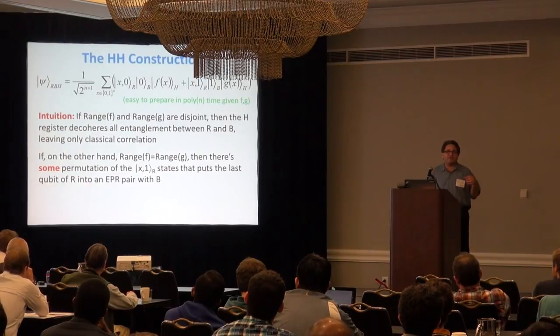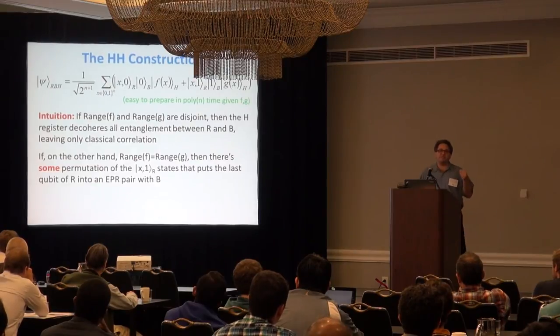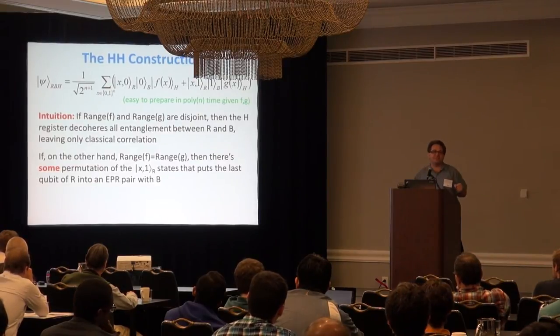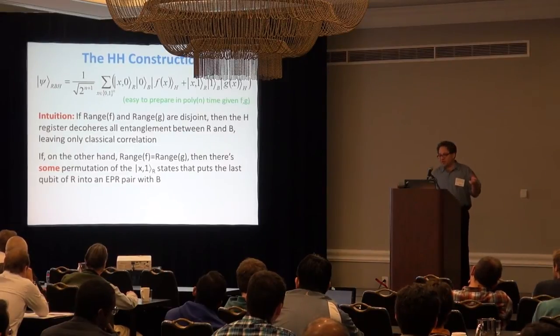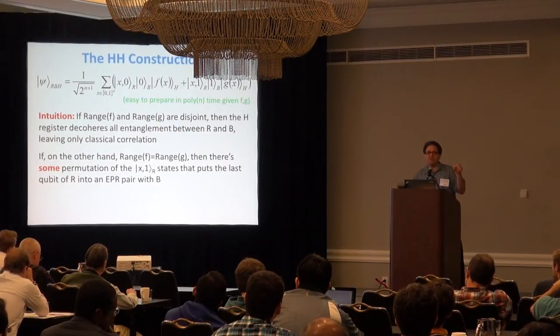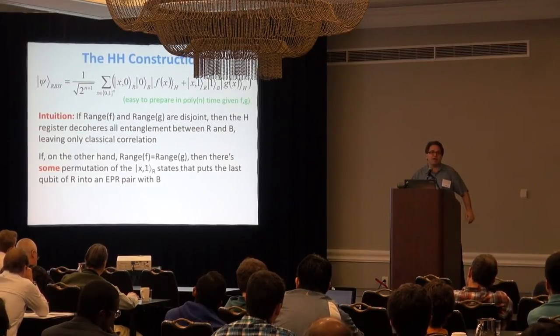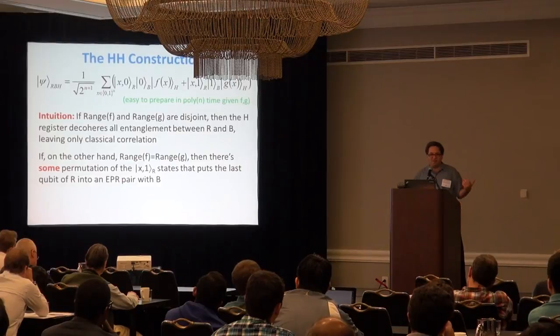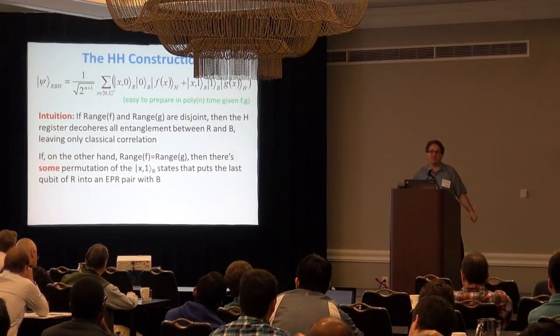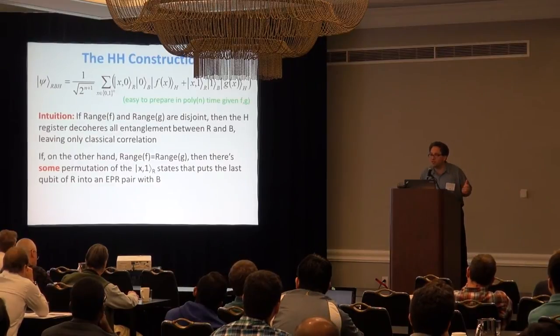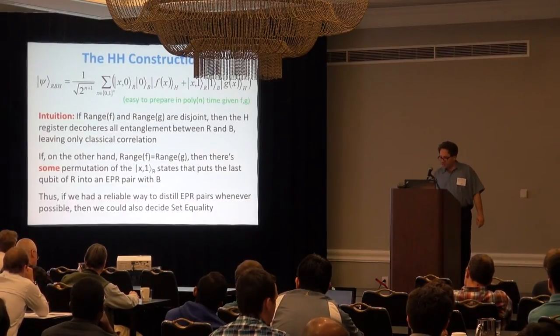So if you had a general procedure to distill the entanglement whenever it was there, then you could apply that procedure to a state like this one. Then check to see whether you had created a Bell pair between R and B. If you had, then you would know that F and G had equal ranges. Otherwise, if you failed, then you would know that they had disjoint ranges. So you would be solving the set equality problem.